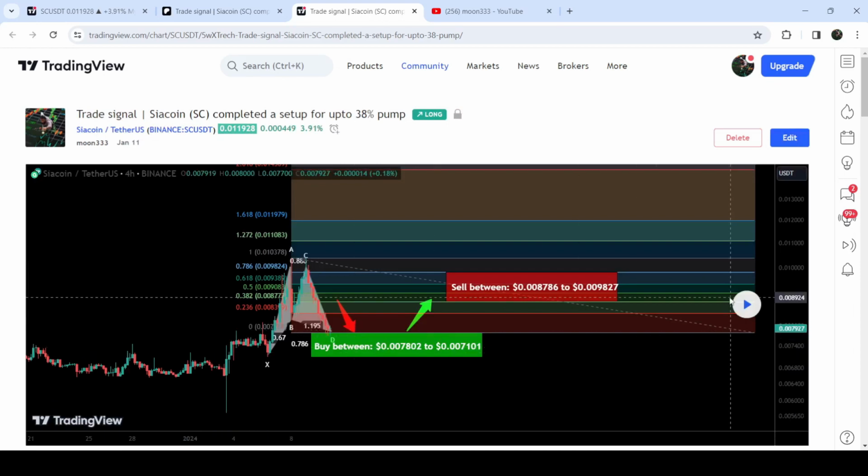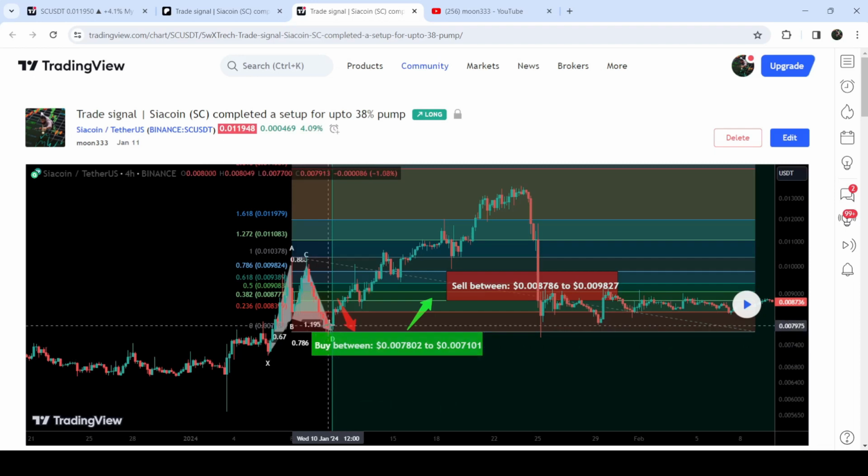Now if I play this chart, you can see that the price has started a very massive reversal from this buying zone and rallied beyond the sell target zone. And this was almost a 75% pump only on this 4-hour time frame chart.